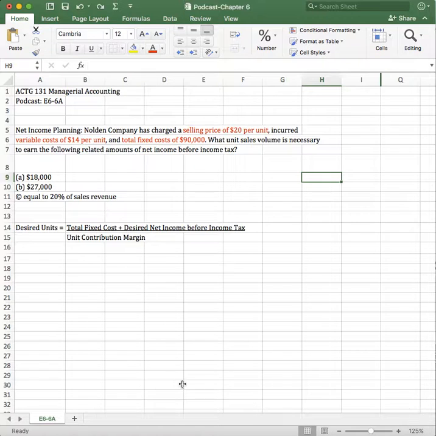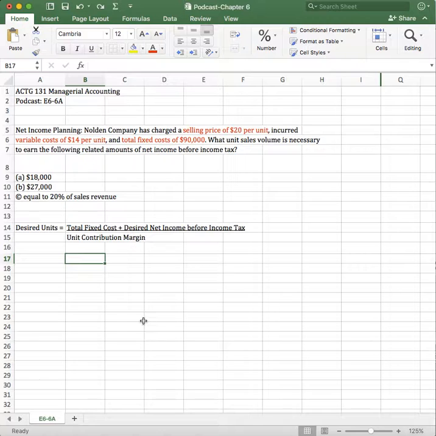Okay, so with that said, let's look at this particular problem, exercise 6-6A. I've listed it up here and highlighted the important items. The selling price, $20 per unit, variable cost, $14 per unit, and total fixed cost, $90,000. The question is, what unit sales volume is necessary to earn these three numbers, 18,000, 27,000, or an amount equal to 20% of sales revenue. I've put the formula right here. Desired units equal total fixed cost plus desired net income before income tax divided by the unit contribution margin.